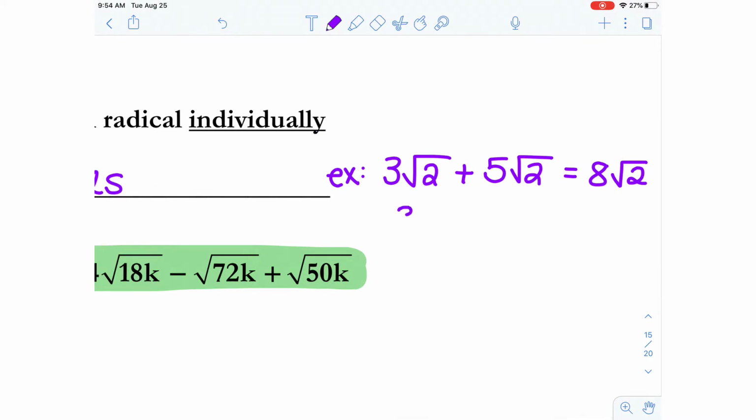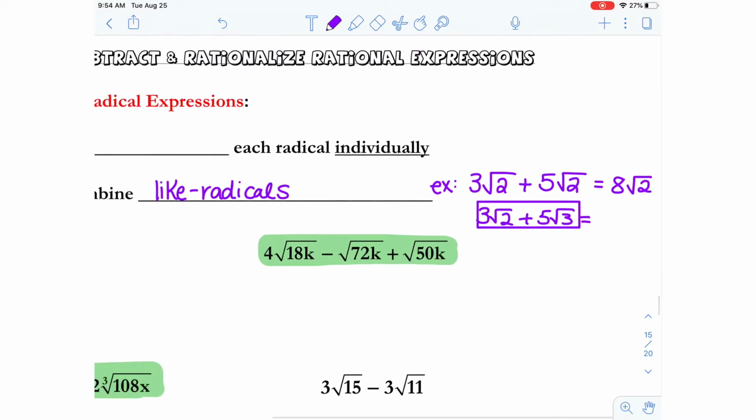If I had 3 root 2 plus 5 root 3, that could not be combined. Why? These are not the same insides. This would be a trick question. The answer to this question is literally just this, okay? It's like having a 3x plus a 5y. You just leave it. So let's do our examples.